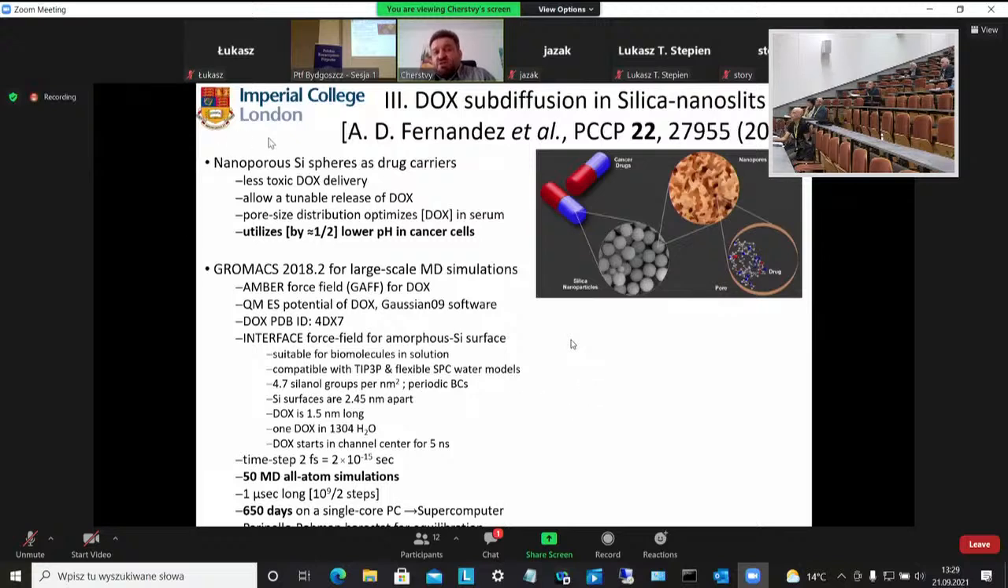So this is the third set of data, as I said, coming from the collaboration of Professor Metzler with Imperial College London. We have now not so many, 50 very long all-atom trajectories from supercomputer simulations. And our goal is to examine what kind of diffusion model can be behind this data.